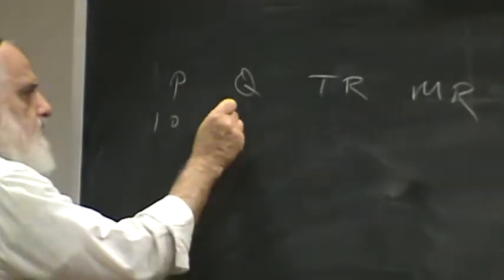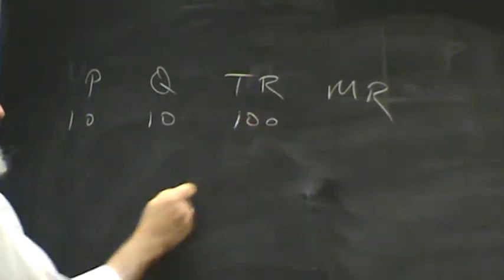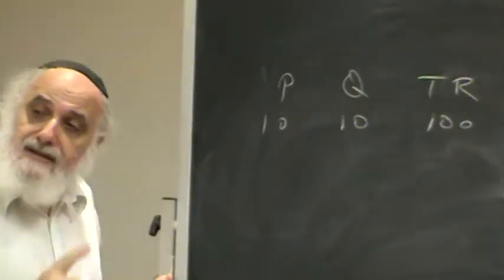So let me give you some numbers. 10, 10, 100. Now, this is under imperfect competition. Under imperfect competition, here's the situation.